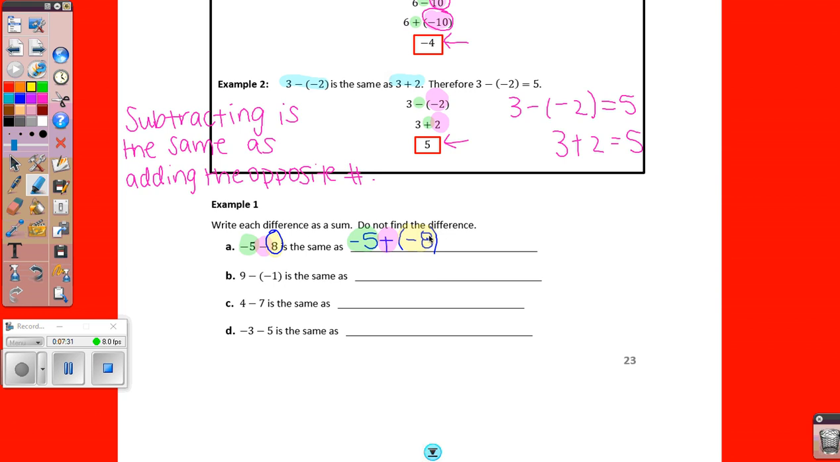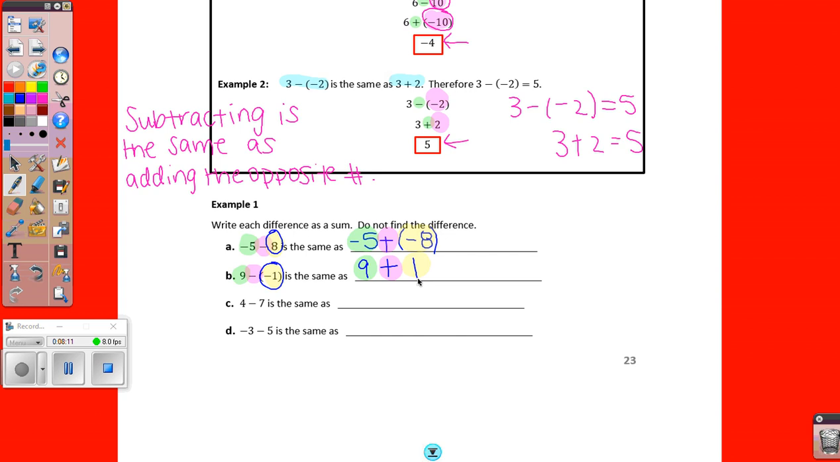All right, let's take a look at the next one. 9 minus negative 1 is the same as, so let's color code again. I'm going to pre-highlight my blobs just to make it easier to fill in. So the first number, the part in green, that's not going to change. All right, so 9 minus is going to become 9 plus, and the opposite of negative 1 is positive 1. So 9 minus negative 1 is the same as 9 plus 1.